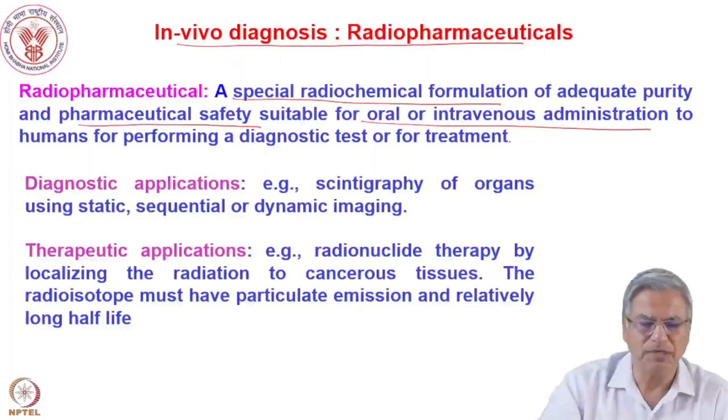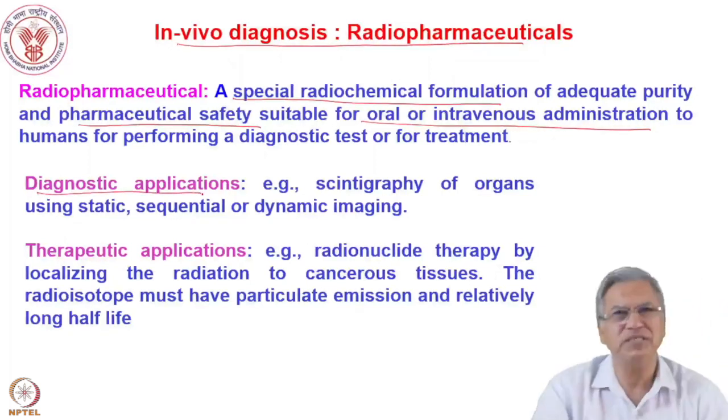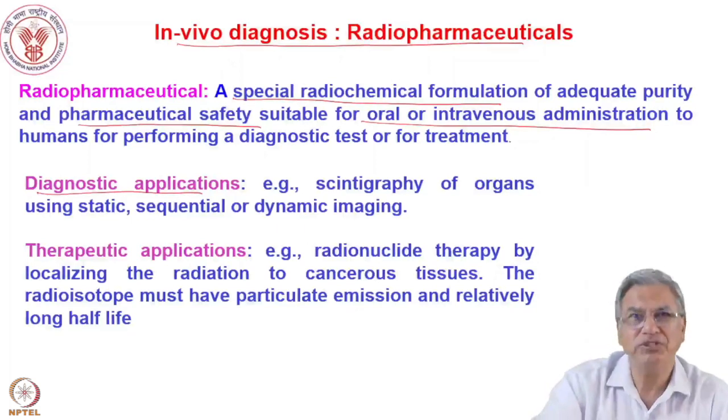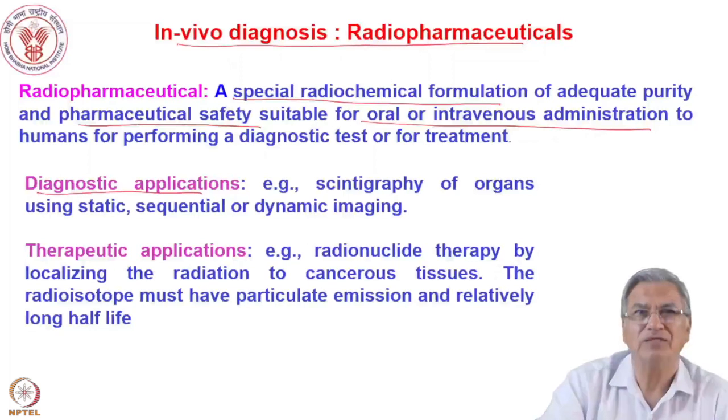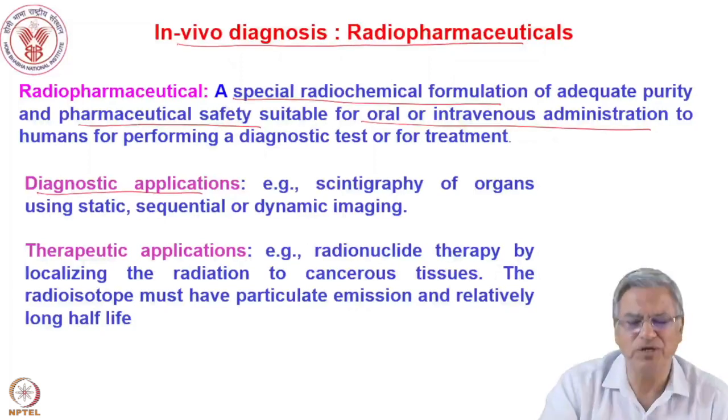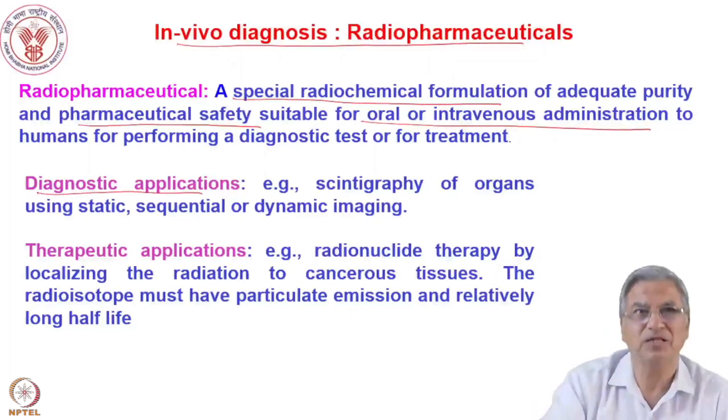Now, a radiopharmaceutical can be used in the diagnosis of diseases, wherein we take the image of an organ. It could be static, or we can see the dynamic flow of the body fluid, like the blood. Then we can get the dynamic image of an organ, how the metabolism is taking place in the human organ. You can do that using diagnostic applications, where we inject the radioisotope-labeled compound, and then in the body, wherever this radioisotope is going, that particular organ, we can take the image in static or dynamic form, or you can have sequential images. So this is another application.